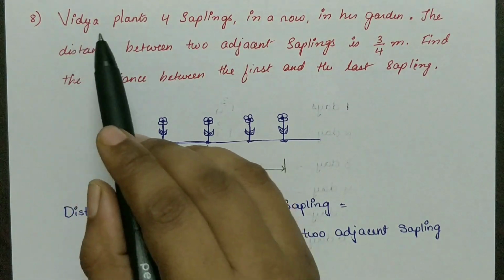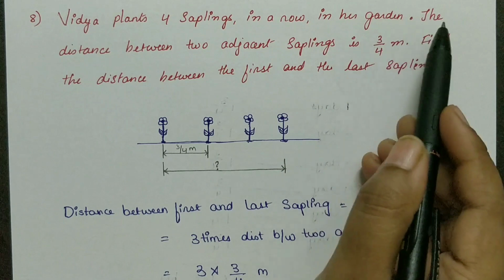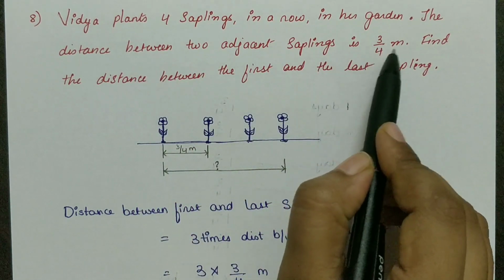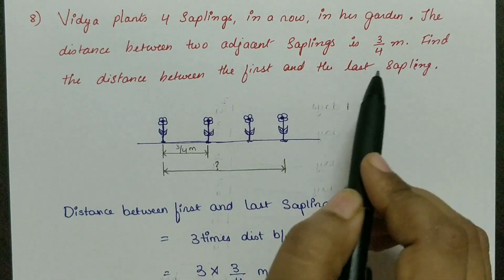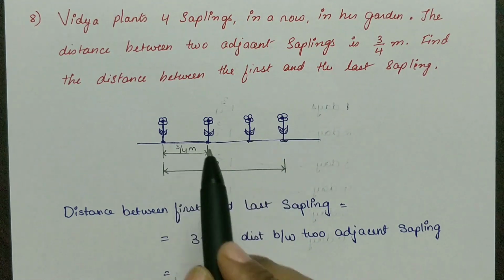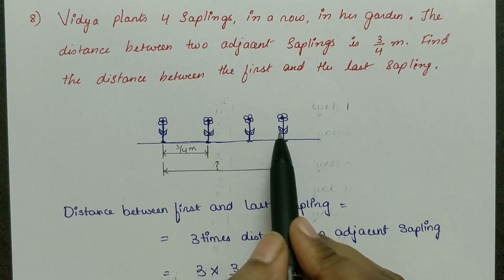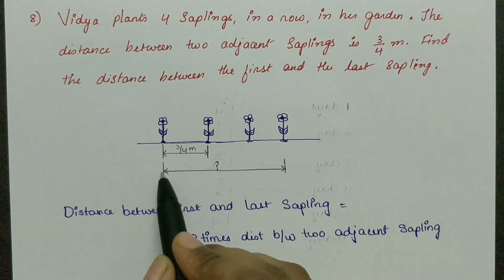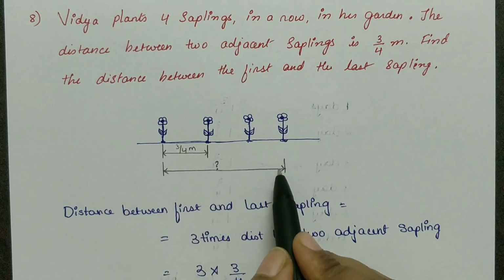Eighth question. Vidya plants 4 saplings in a row in her garden. The distance between 2 adjacent saplings is 3 by 4 meter. Find the distance between the first and the last sapling. These are 4 saplings. The distance between 2 adjacent saplings equal to 3 by 4 meter. Then find the distance between the first sapling and the last sapling.